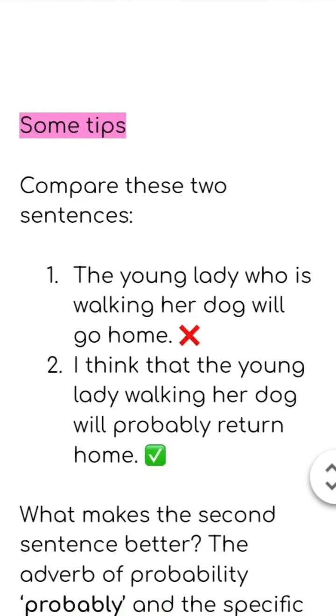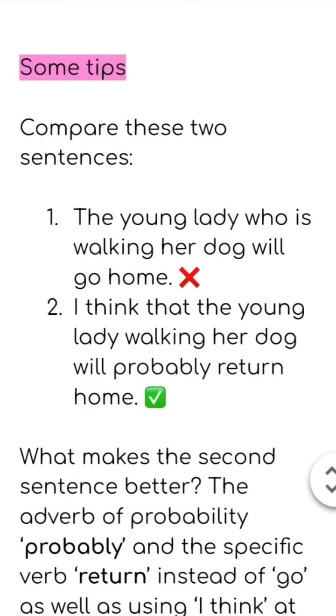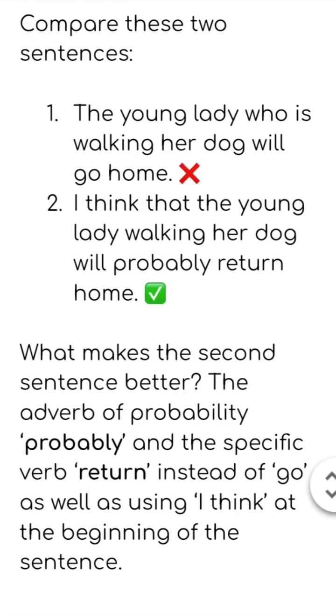So let's look at these 2 sentences. The young lady who is walking her dog will go home. And then we have another sentence. I think that the young lady walking her dog will probably return home. So the second sentence is better because we have the adverb of probability, probably, and then the specific verb return instead of go. And then we also said I think at the beginning of the sentence. So you can see the English is richer in the second sentence.